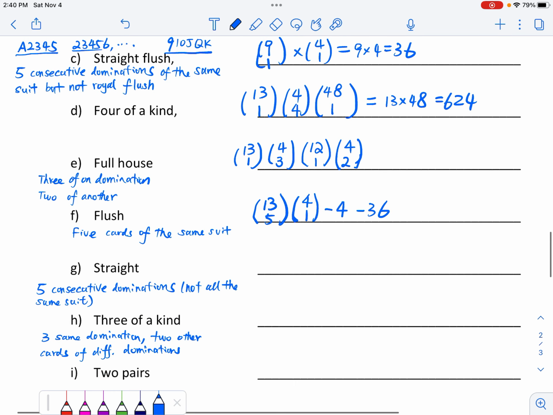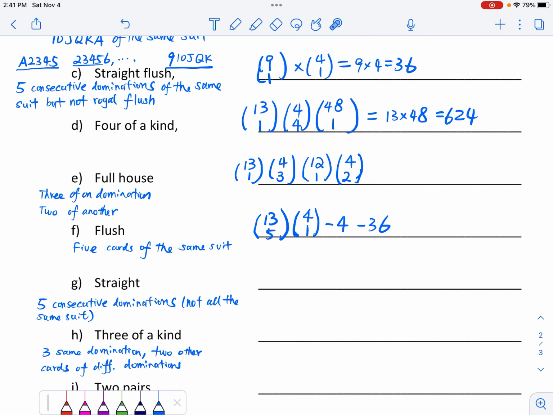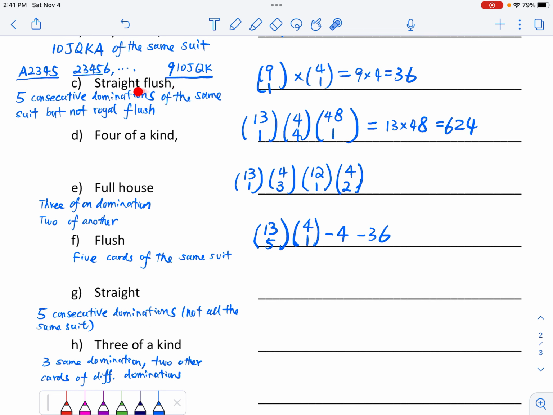Okay, let's take a look at the straight. And what is a straight? Straight is 5 consecutive denominations, however, not all the same suit. Otherwise, if you have all the same suits, that will be so-called a straight flush, right? So this should exclude the straight flush.